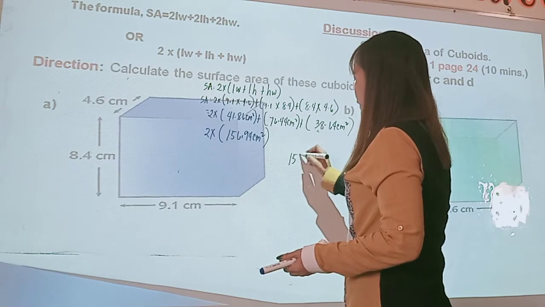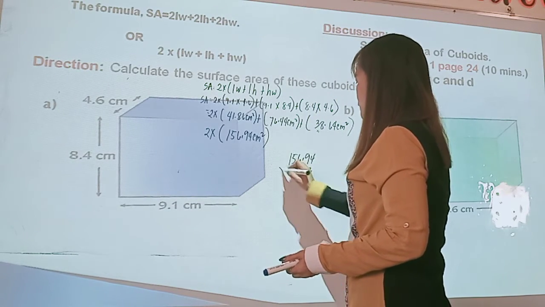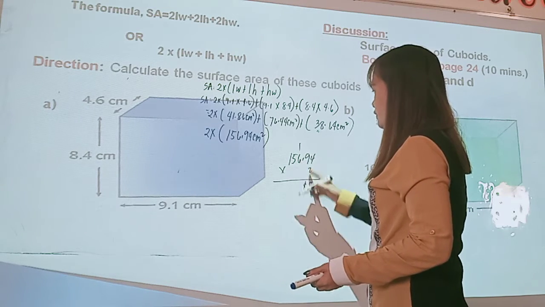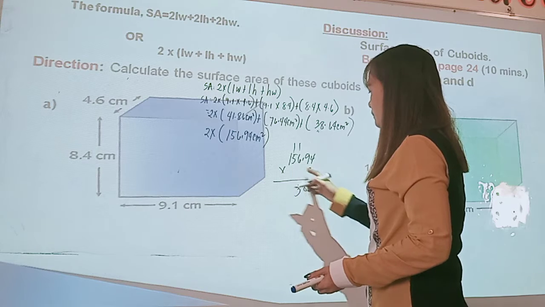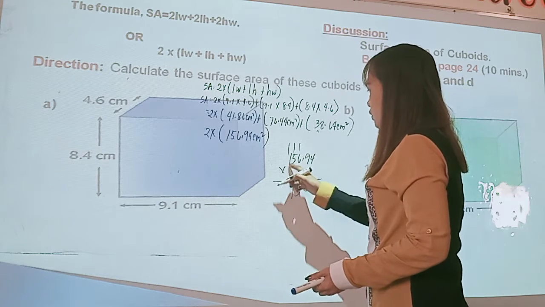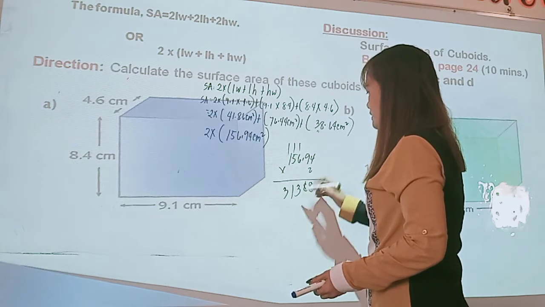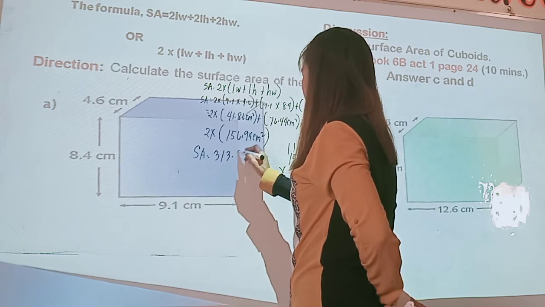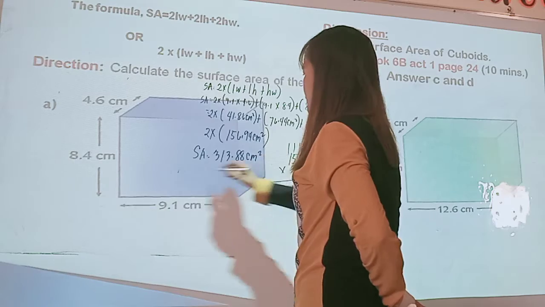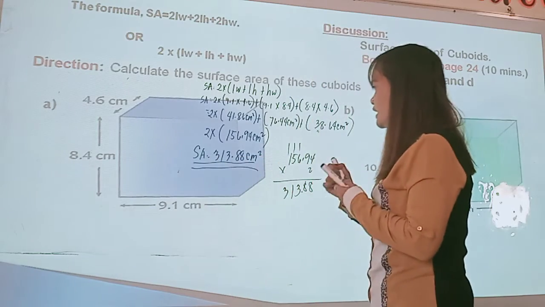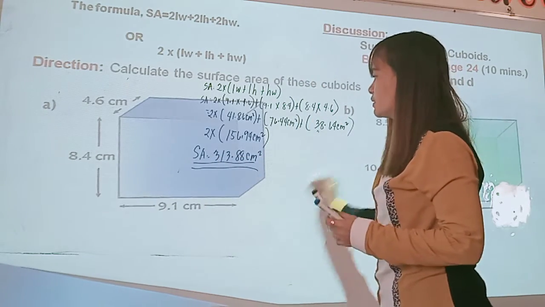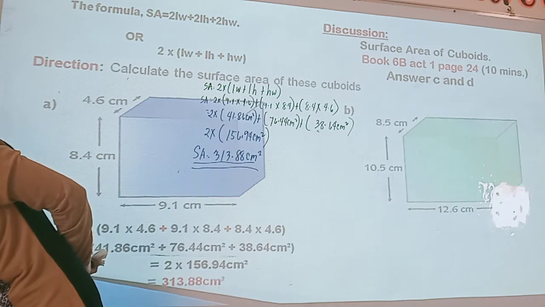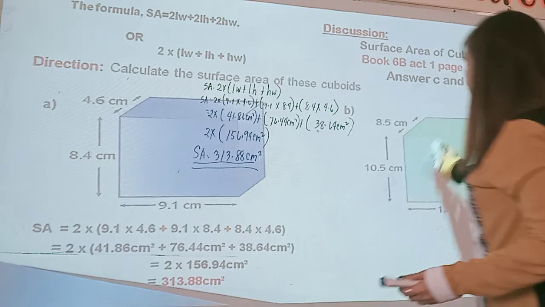Okay, now class, let us find the surface area by multiplying by 2. So we have 156.94 times 2. Okay, 4 times 2 is 8. 9 times 2 is 18, carry 1. 5 times 2 is 10 plus 1 is 11, carry 1. 1 times 2 is 2 plus 1 is 3. How many decimal points? 2. So the surface area is equal to 313.88 centimeter squared. This is the answer for letter A. Okay, so let us proceed to activity number 2.